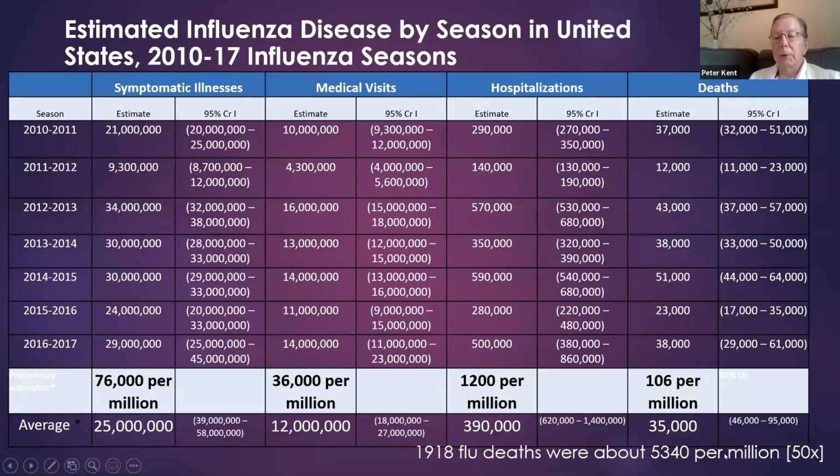Now, in the 1918 flu, there were 5,340 deaths per million. I took the deaths by the population of 1918. So the deaths were 50 times the death rate here. This is 106 per million. This is 5,300 per million, or 50 times the number of deaths in 1918 that we have on a current seasonal flu today.